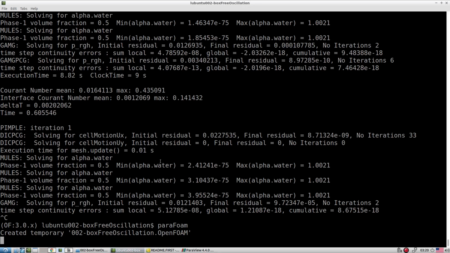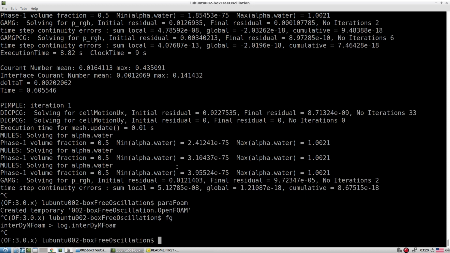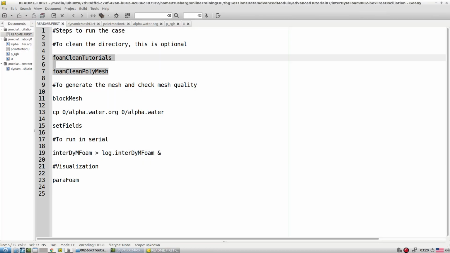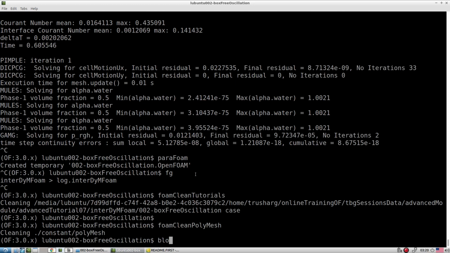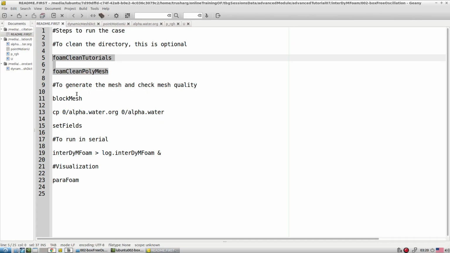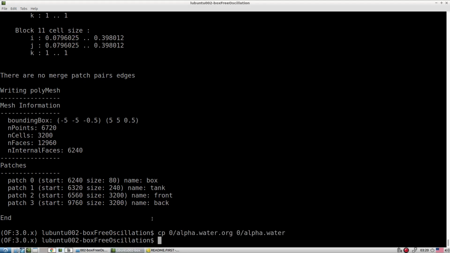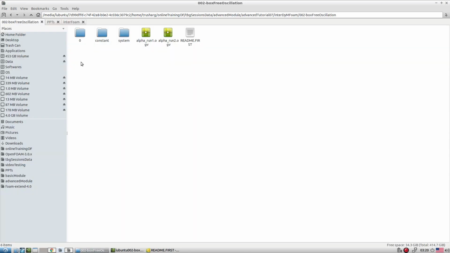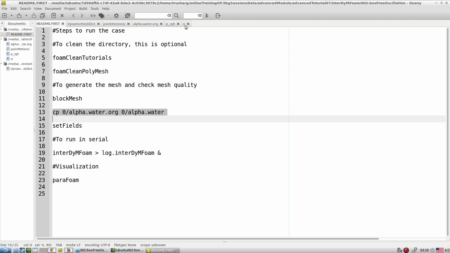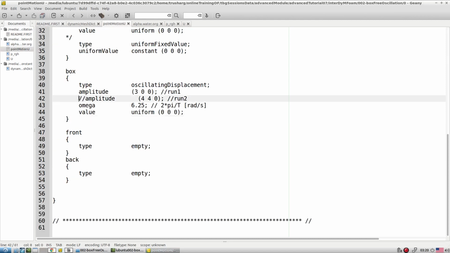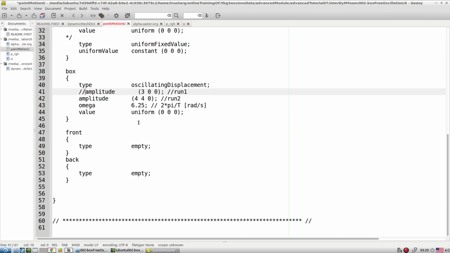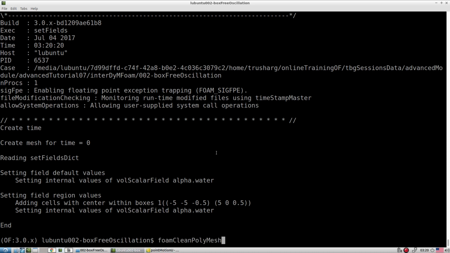And then let me clean the case again and generate the other motion as well. So let's fill it, and then we have to modify the motion U file. Now I don't want to give the movement in only one direction. I want to give the movement of the block in the diagonal directions. So I specify it that way, and then again run the case.